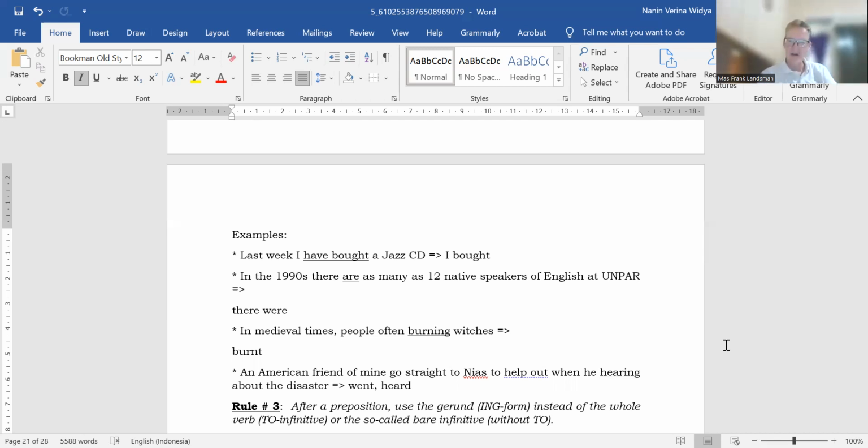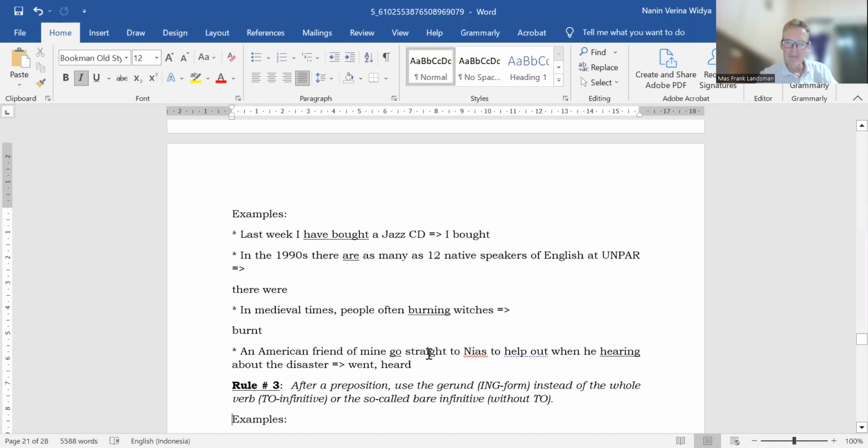An American friend of mine goes straight to Nias to help out when he hearing about the disaster. This is in the past, yeah. So he went straight to Nias when he heard about the disaster. So keep it in the past. Don't switch to the present.